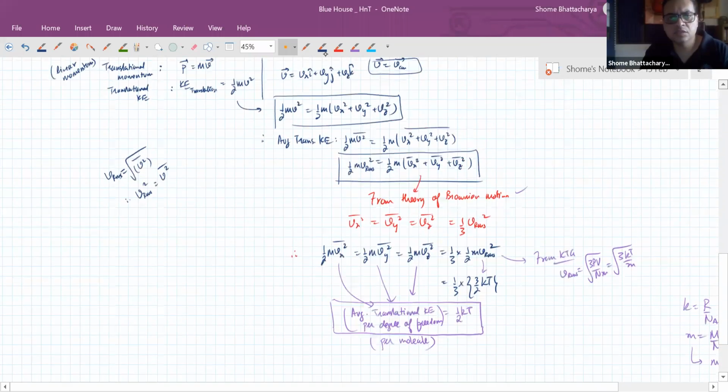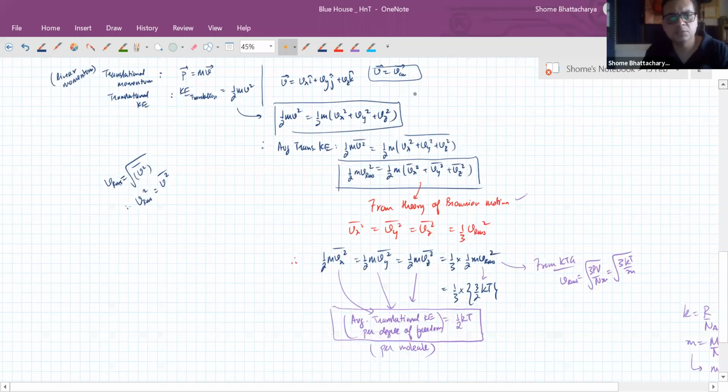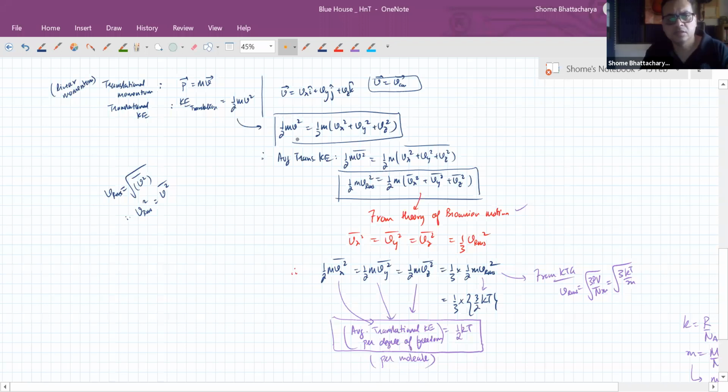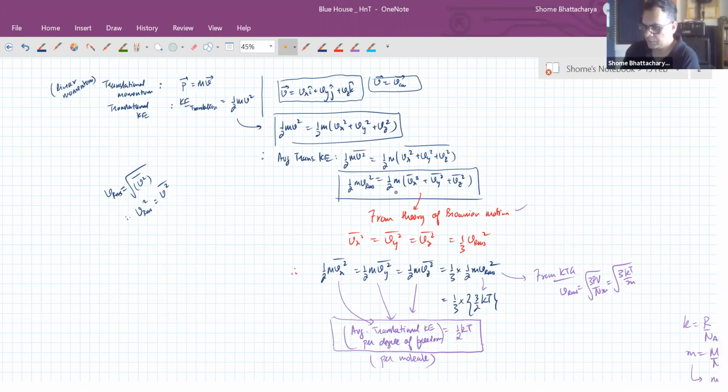As you can see below, it's the repetition of the same concept that we were seeing earlier, that the kinetic energy of a particular molecule can be written in terms of Vx square, Vy square, and Vz square, because that particular molecule has a velocity given by this expression. So when we are averaging the translational kinetic energy, we are calculating the left-hand side's average quantity. So that becomes the right-hand side's average: Vx square's average plus Vy square's average plus Vz square's average.